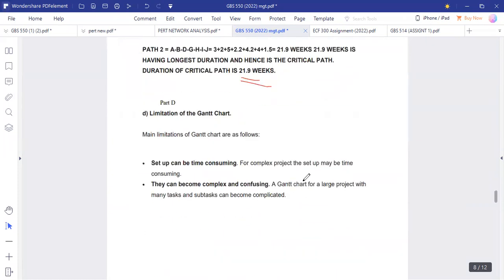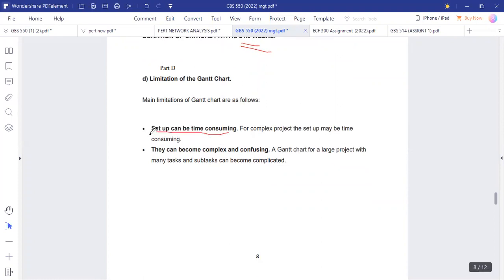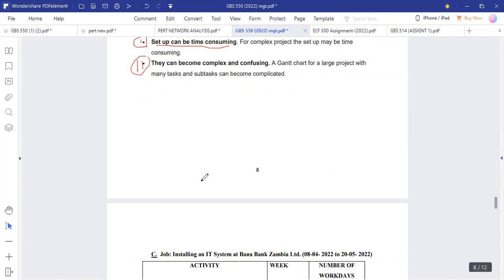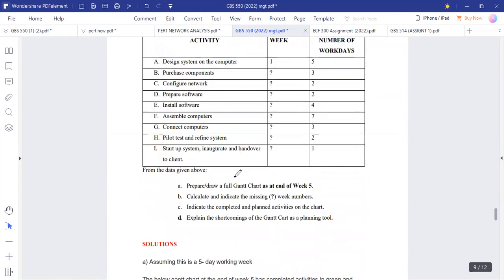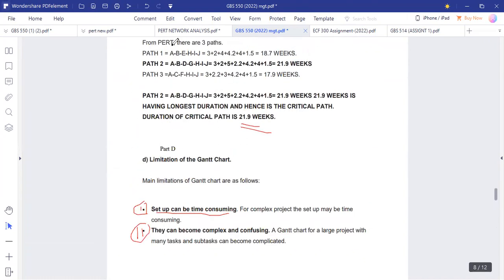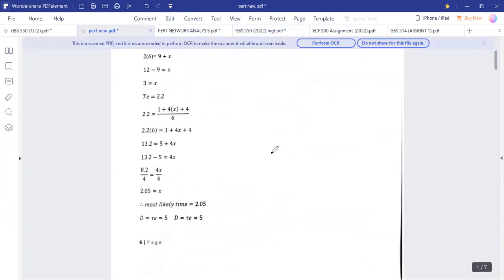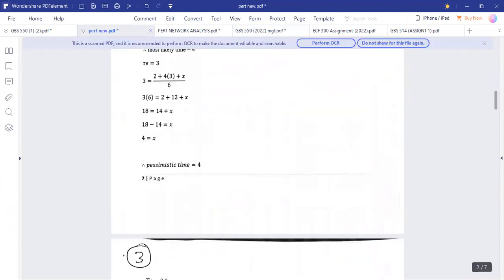So here it can be complex or time consuming, especially for a long project or a bigger project. It can be cumbersome to come up with. Okay, it's time consuming. This one was the first one, time consuming. Okay, it's complex to be obtained. Okay, so just about that. Of course, there are other additions that can be there.